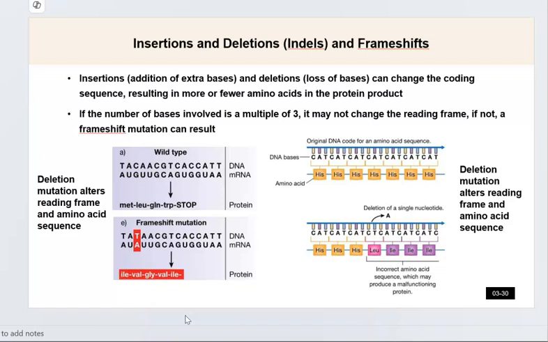Then they talk about frame shift mutations, and that's kind of what they show on the right side there. The deletion or insertion of one or more bases not divisible by 3 in a coding DNA sequence changes the reading frame for transcription and produces a frame shift mutation. So if you screw up in one of the sets of 3, then you shift everything, and now you have a major problem.